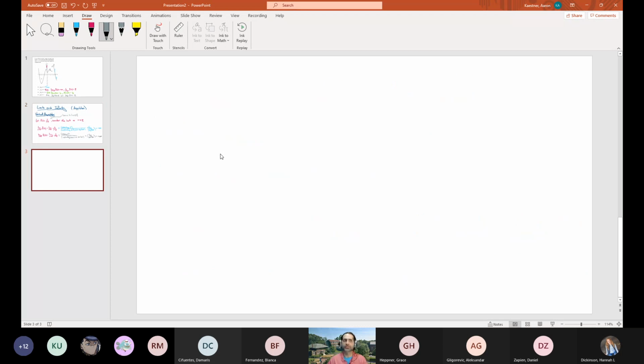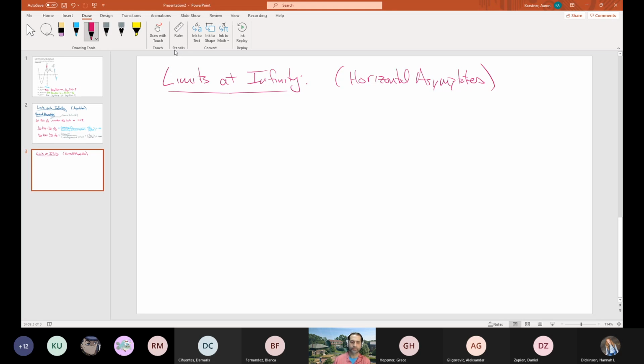Now, the other way that we can have limits and infinities interacting is limits at infinity. And these are where we're going to find things like horizontal asymptotes. All right, so let's start off just like the last time with an example.